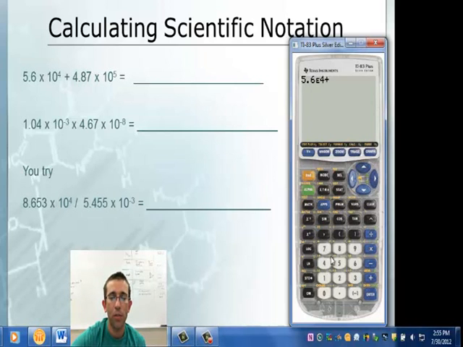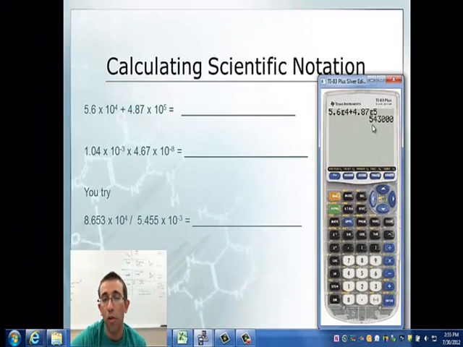I want to add that to 4.87. Go second comma. That means times 10 to the, and then put a 5 down. Press enter. Alright, there is our answer. You can write this down in standard or scientific notation. My calculator gave it to me in standard, so I'll keep it there.